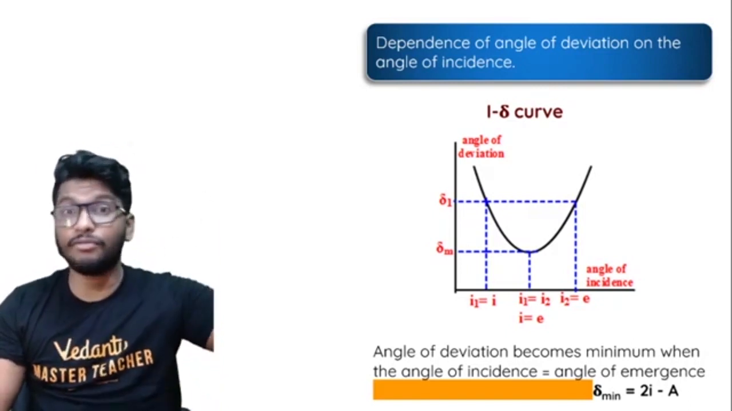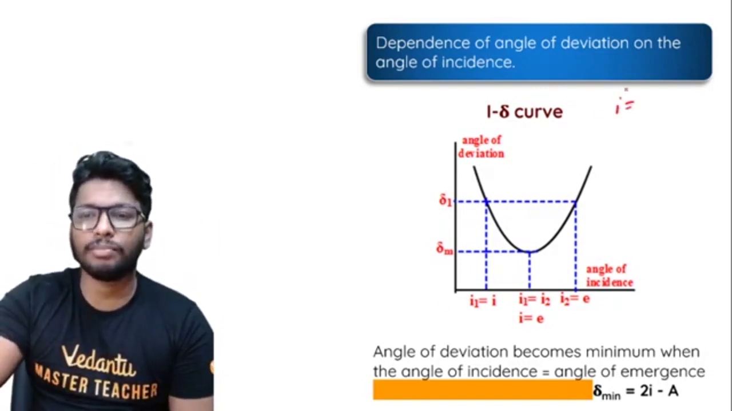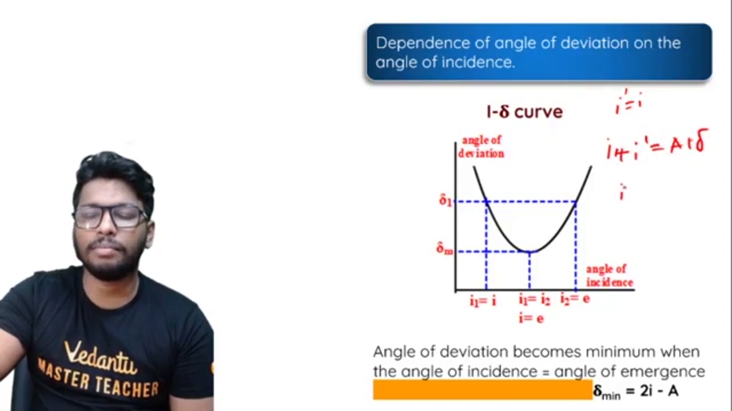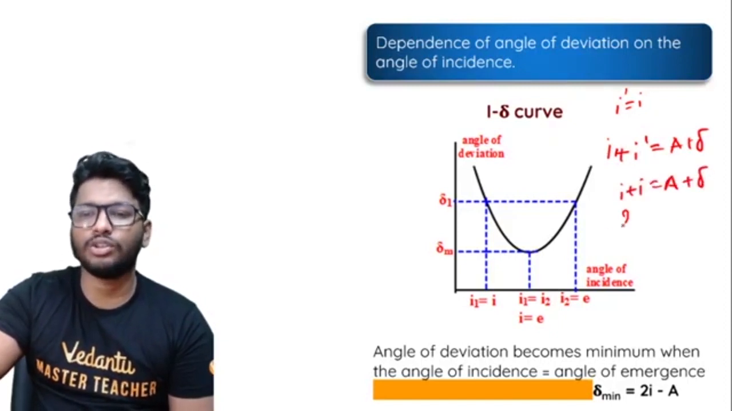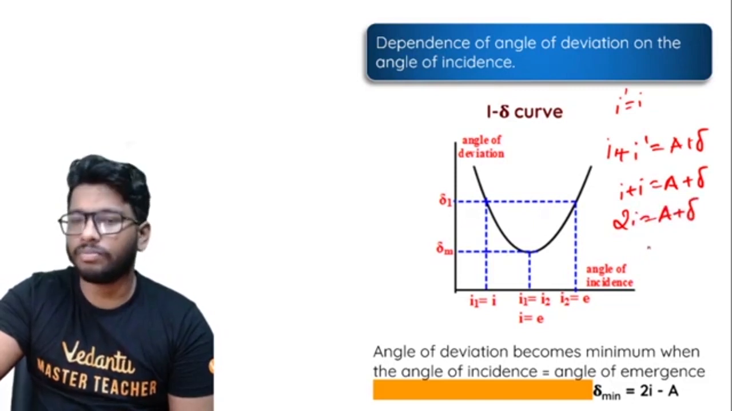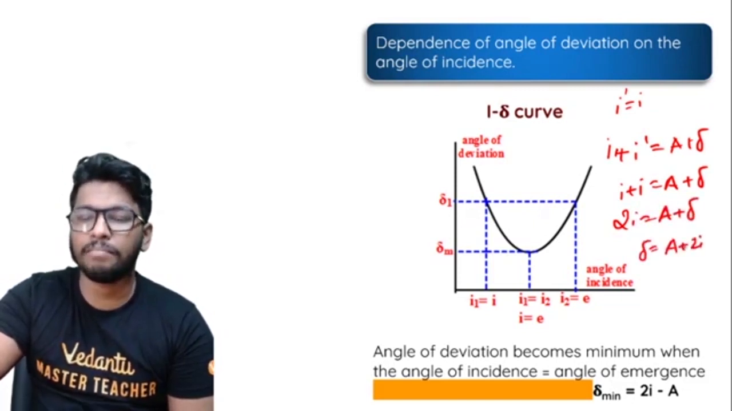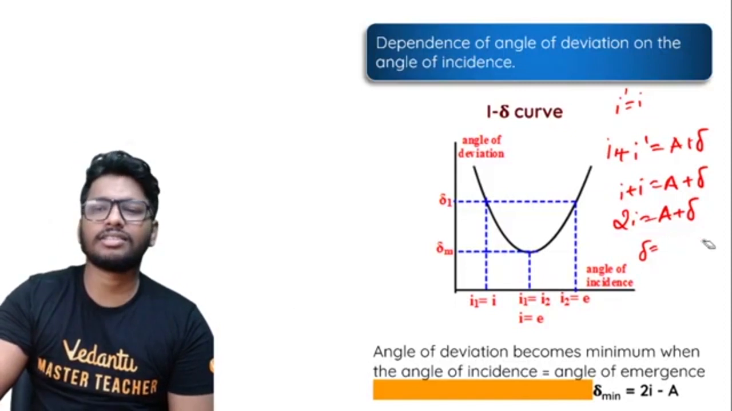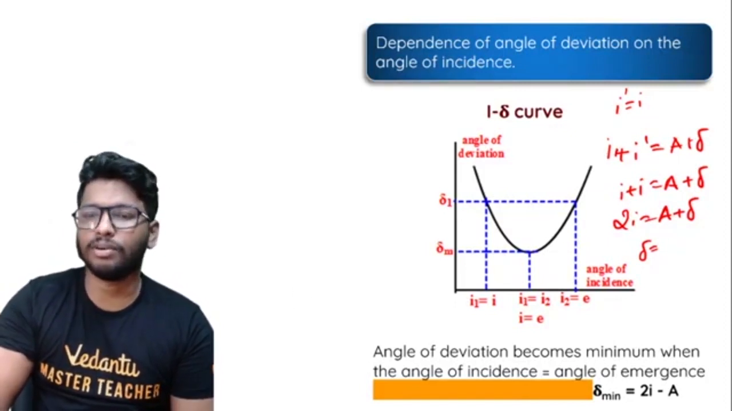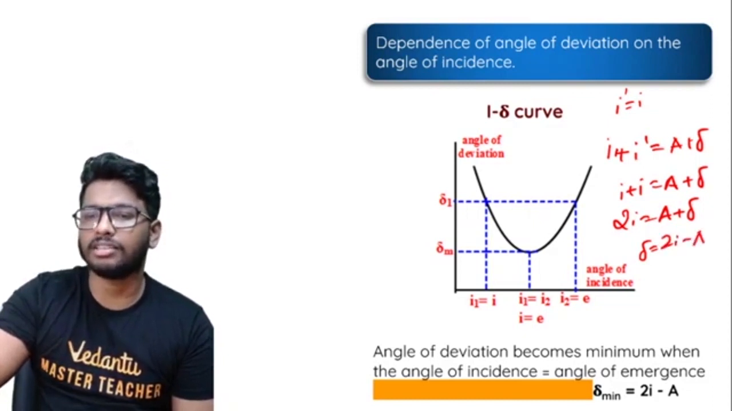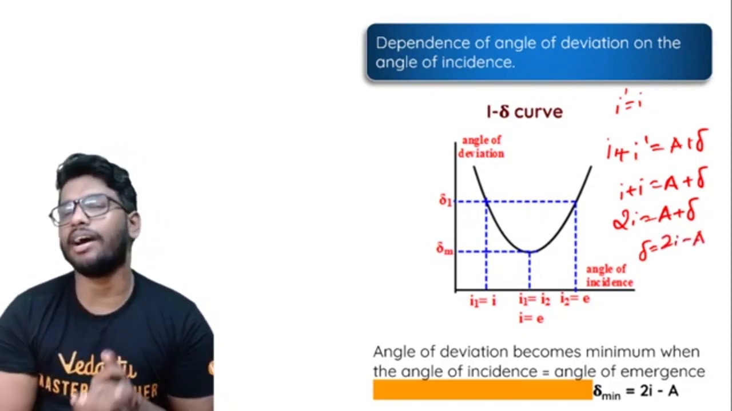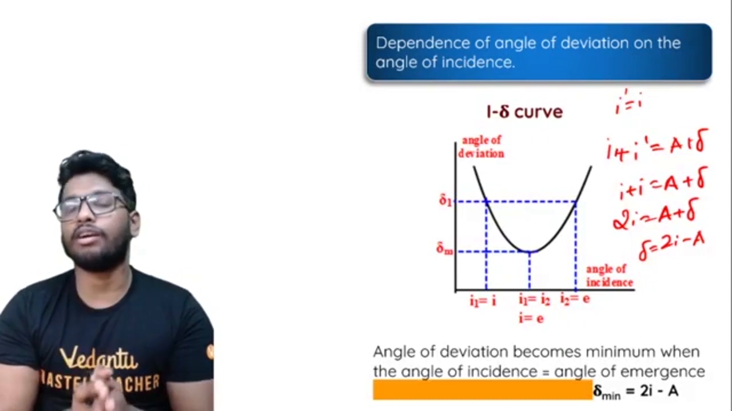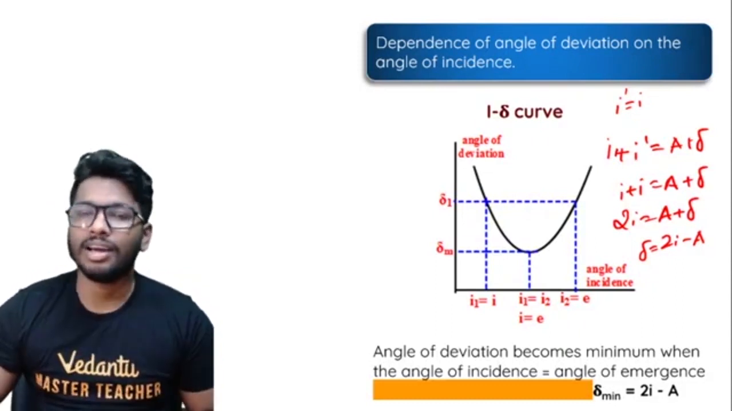So if you put this in the first equation, in place of I dash, if I put I, remember the equation I plus I dash is equal to A plus delta. So what will it be? I plus I is equal to A plus delta. So you'll get 2I is equal to A plus delta. Let's rearrange the equation. Sorry about the sign. Take the A to the other side so you keep it positive, and you'll get delta is equal to 2I minus A. So that's how you get it, guys. The deviation is minimum when the angle of emergence is almost equal to the angle of incidence.